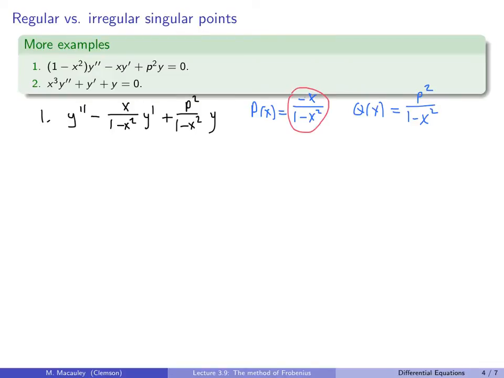Now, actually, let's check. Plug in 0, you get 0 over 1, that's defined. Plug in 0 here, you get p squared over 1. So actually we don't even have to do this, so let me write out that x not equals 0 is an ordinary point of this equation. And so just for fun, let's actually compute these things.